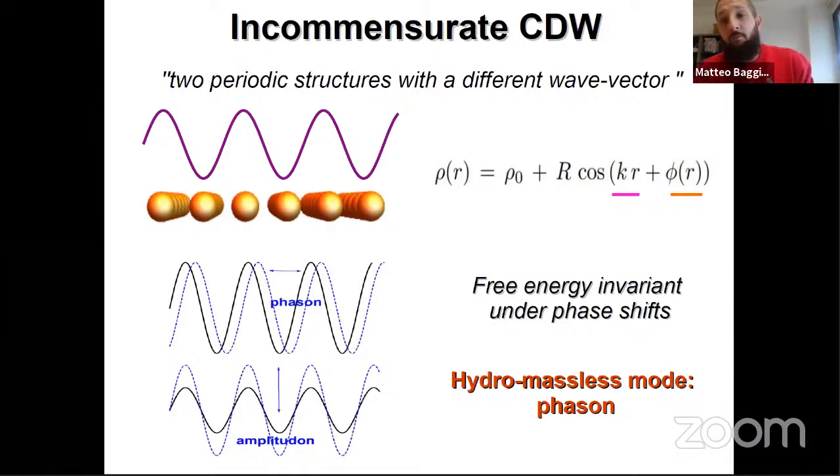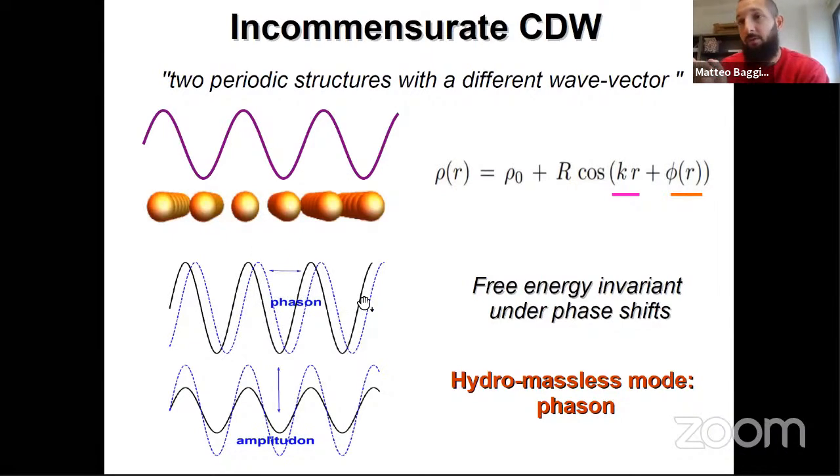And there are two very important points. The first important point is that if you write the free energy of these systems, you realize that it is invariant under the phase shift, which means that a relative shift between the two structures does not cost any energy. And this corresponds to a hydrodynamic mode, where you take your structure on top and you shift it a bit left and right.